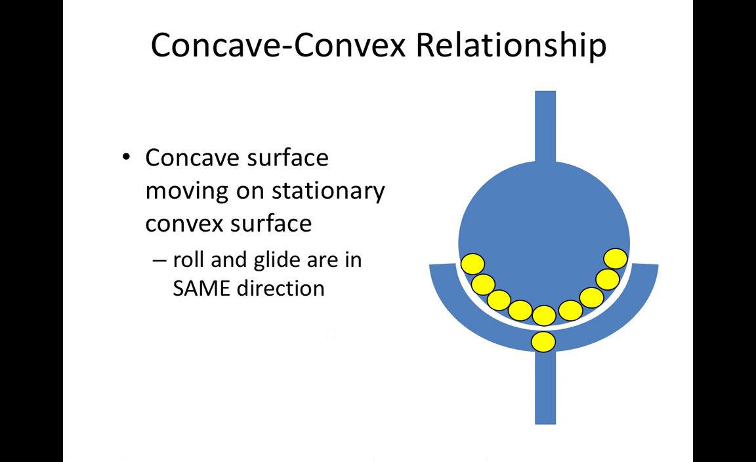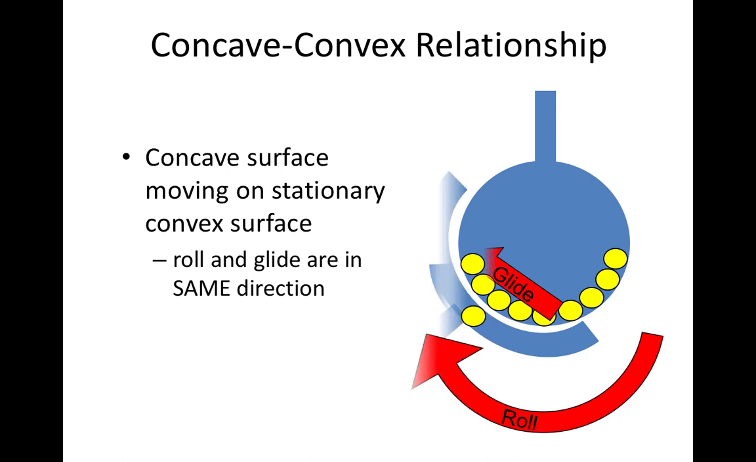If we're talking about the concave-convex relationship again, realize that we can take advantage of this relationship when we are using joint mobilization and manipulation as an intervention. Again, when the concave surface is moving on the convex surface, the roll and the glide are typically going to be in the same direction. A concave surface moving on a convex surface might be an example of the ulna moving on the humerus.